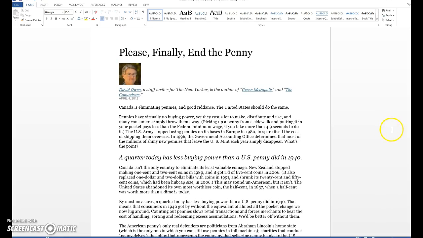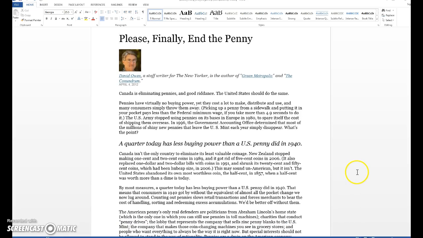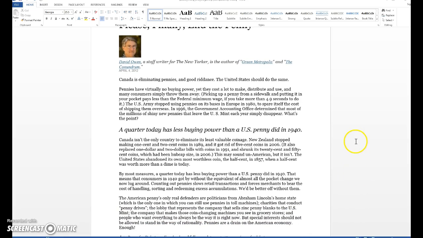Most articles also will have subtitles that will give you a hint, or pictures or captions. You want to look at all of those things ahead of time before even reading, and you probably will have a pretty good idea of what the article is about. So we're going to read through this article together. As I read, just be thinking about what it is he's arguing and why he's arguing that.